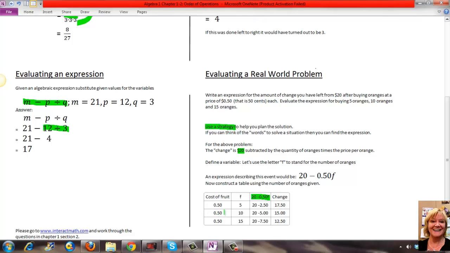The next one, again, the cost of the fruit is 50 cents each. Times 10 of them would make $5 this time. So if we have 20 minus $5, our change will be 15. And then for the last one, 0.5 again, half a dollar for the fruit times 15 this time means that the fruit would actually cost $7.50, and then 20 minus $7.50 is $12.50.